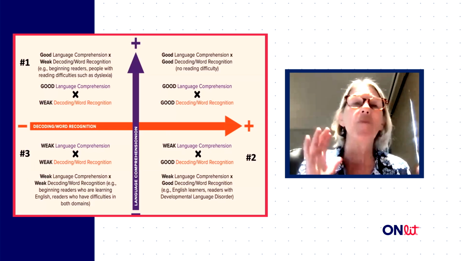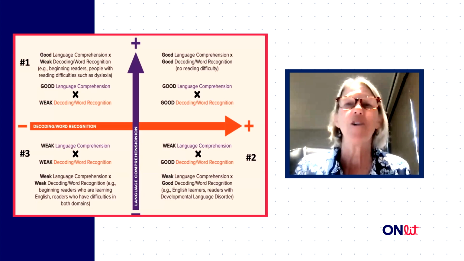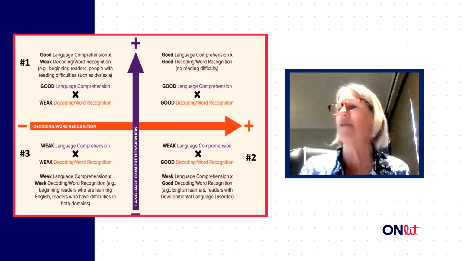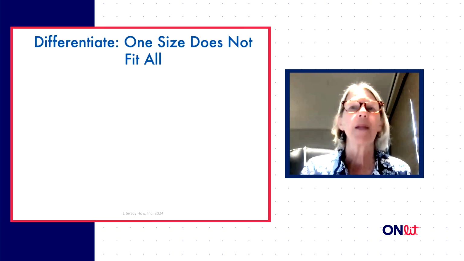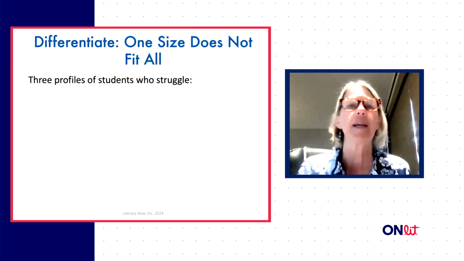And we have to really think about these three profiles. The fourth profile, we don't have to think about too much because those students are good to go in both domains. But we want to think about these profiles because it speaks to the importance of differentiated instruction. And one size can't fit all. We can't give everybody that struggles the same thing.